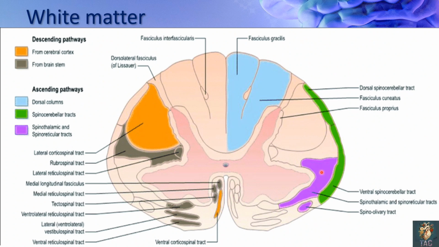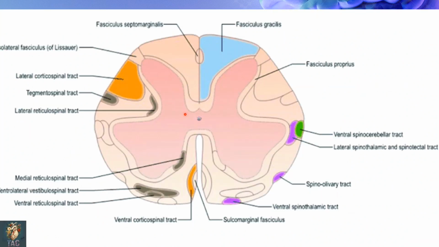Then we have the spinothalamic tract, the spinoreticular fibers and the spino-olivary fibers. So this section of the spinal cord is taken at a higher level, that is the cervical level. Now this is the section of the spinal cord at a lower level, and in this section we are looking only at the fasciculus gracilis because it is carrying the impulses from the lower part of the body, that is the lower limb.